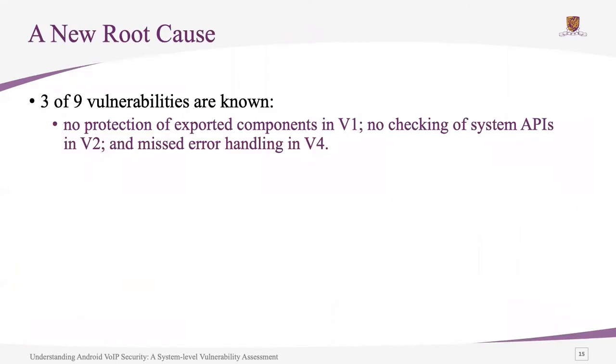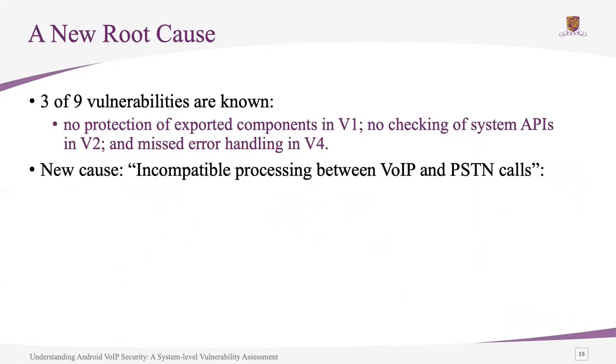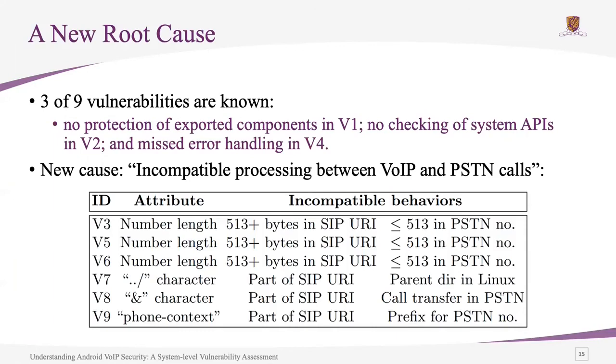We further try to understand the root cause of those vulnerabilities. We found that 3 of them are previously known. However, we also identify a new vulnerability cause, which is called incompatible processing between VoIP and PSTN cores. As shown in these tables, the incompatible behaviors could be the phone number length, where SIP can have an arbitrary SIP name length, while in the traditional PSTN, the number should be smaller than 513. And furthermore, in the SIP URI, there are no special characters. However, in the PSTN, those special characters have special meaning. So this causes some incompatible behavior.